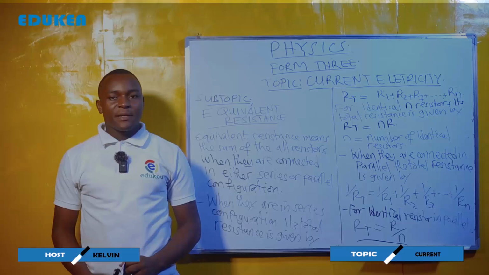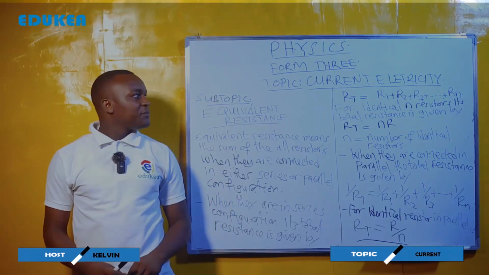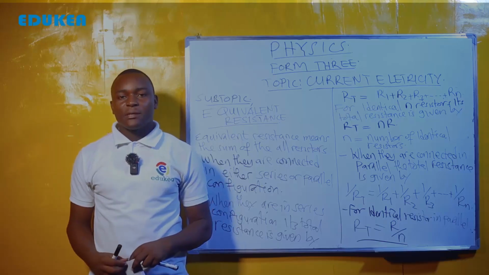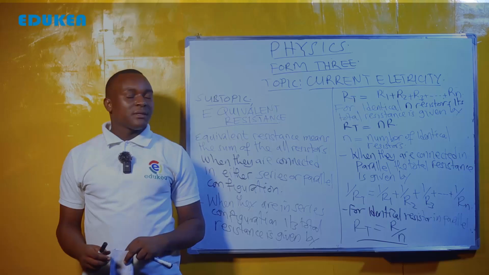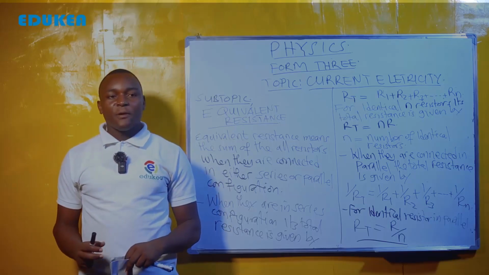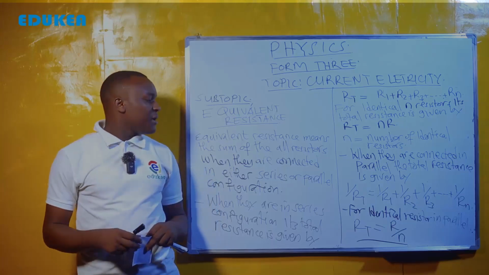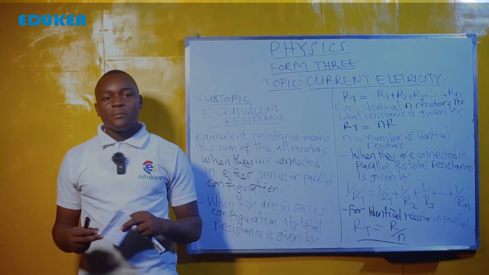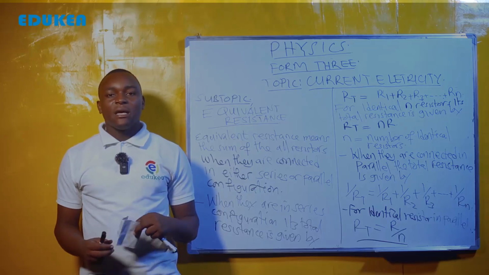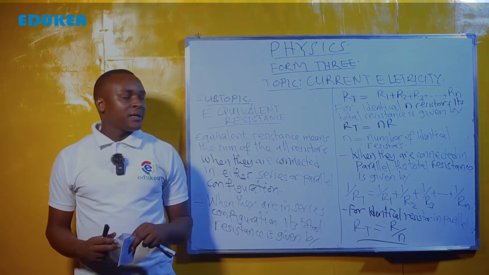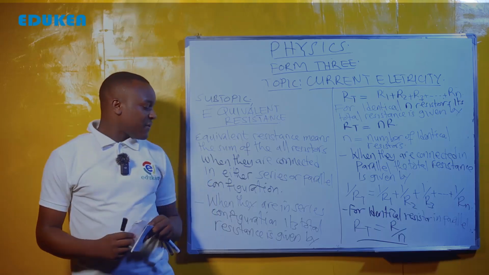Hello, I'm Mr. Kelvin from Educare Institute, and I'm in front of you today to discuss physics form 3, the topic known as current electricity, and our subtopic today we will look at is equivalent resistance. When we say equivalent resistance, it means the sum of all resistances when they are either connected in series or connected in parallel, or when they are in series configuration or in parallel configuration.